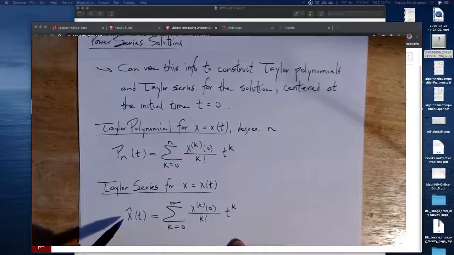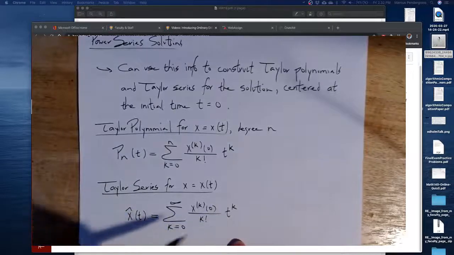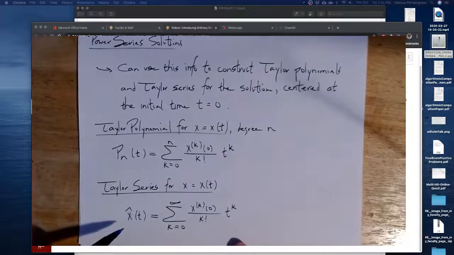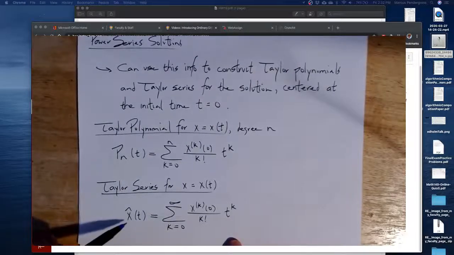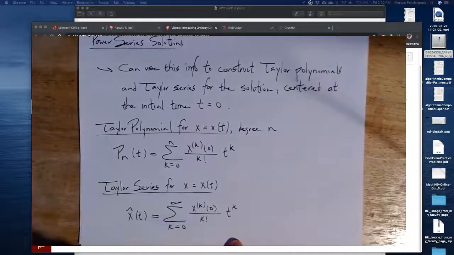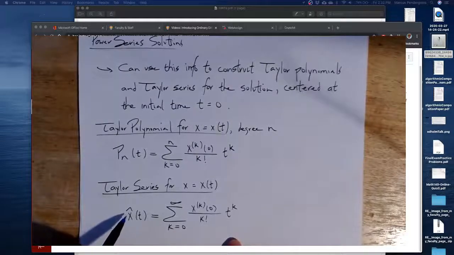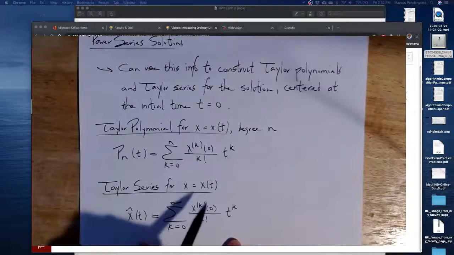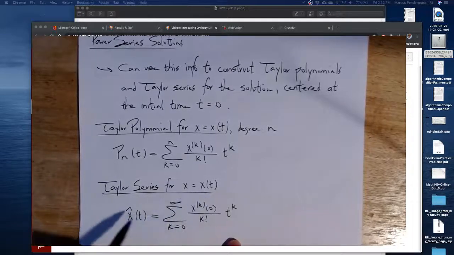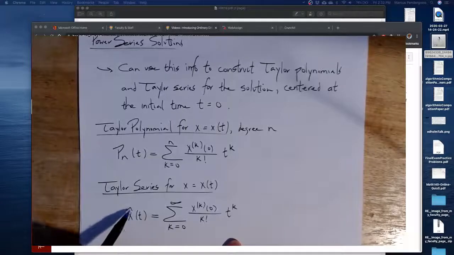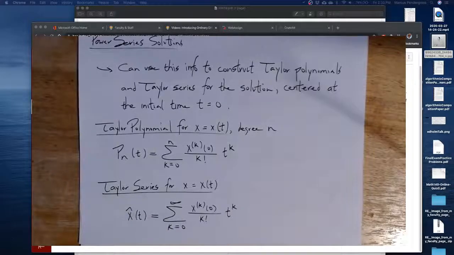I've written the Taylor series this way, as x hat of t. Now, again, I want to emphasize, in most cases, in fact I think in all the cases that we'll consider, x hat of t will turn out to be equal to our solution, x of t. But there's always a possibility that that won't happen, and so I'm keeping that in front of us in the notation by using the little hat. So the Taylor series for a function x, we're going to denote by x hat here.